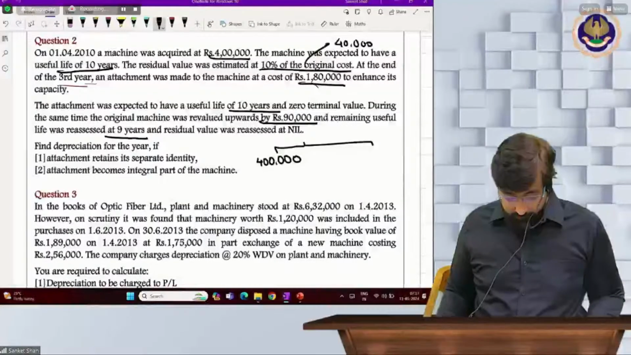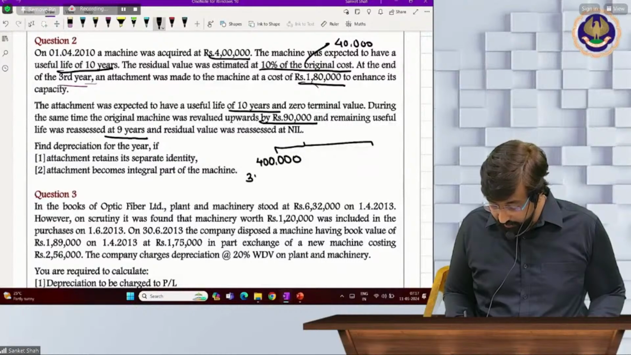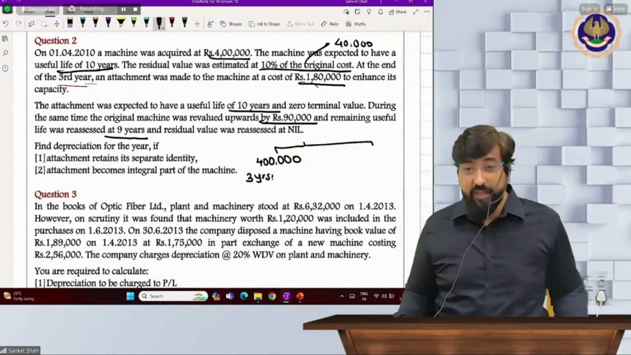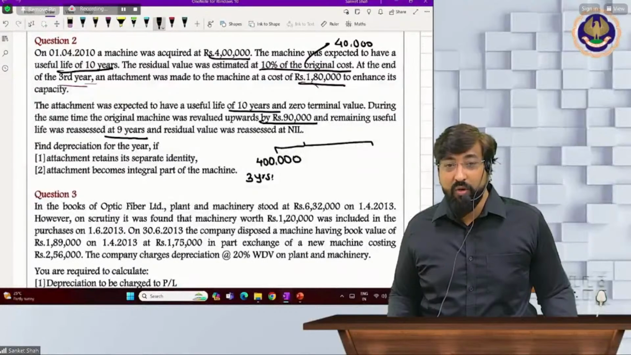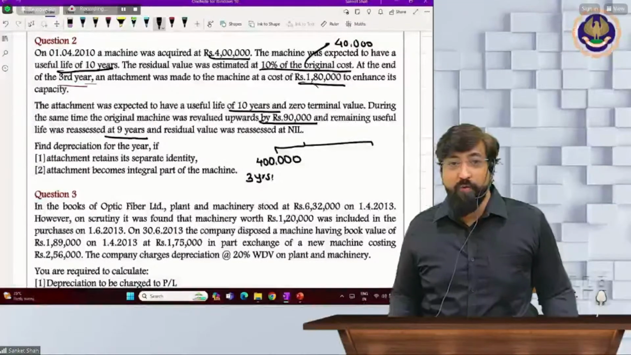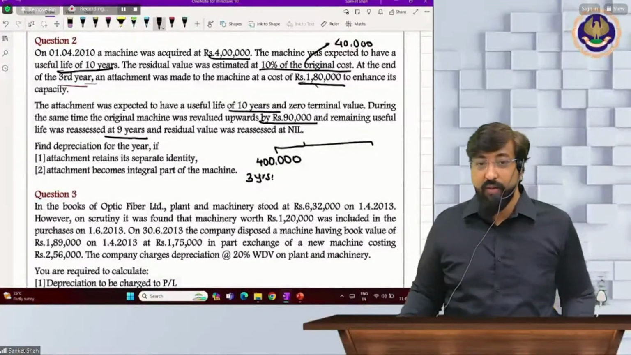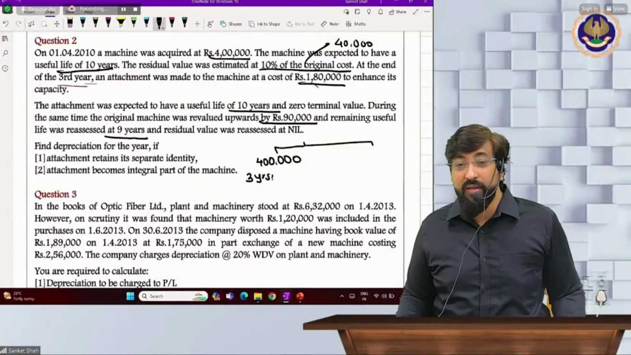The cost is 4 lakhs. What is the depreciation for 3 years? Anyone who will calculate the depreciation for 3 years. Calculate, beta. Residual value is 10% of the original cost and useful life is 10 years. You have finished with the third year. So can you calculate 3 years' depreciation? What is the depreciation?